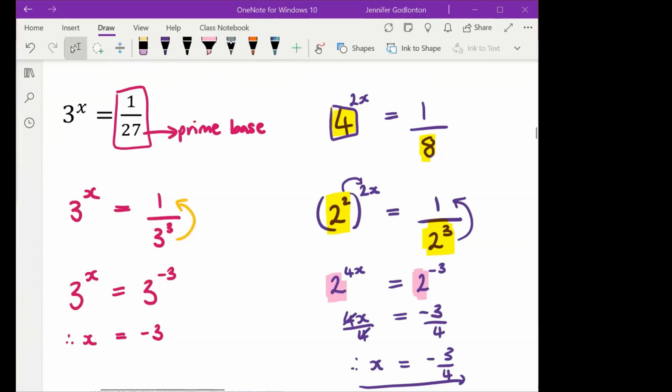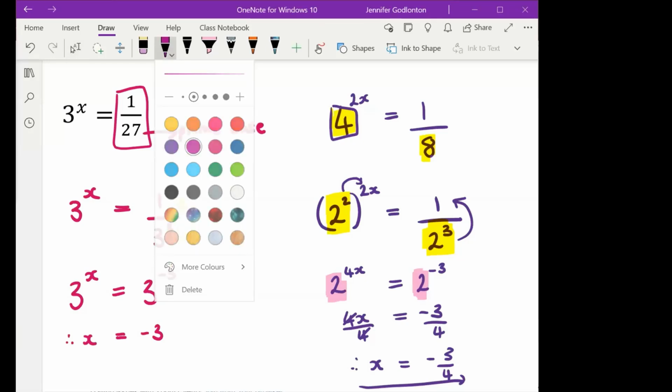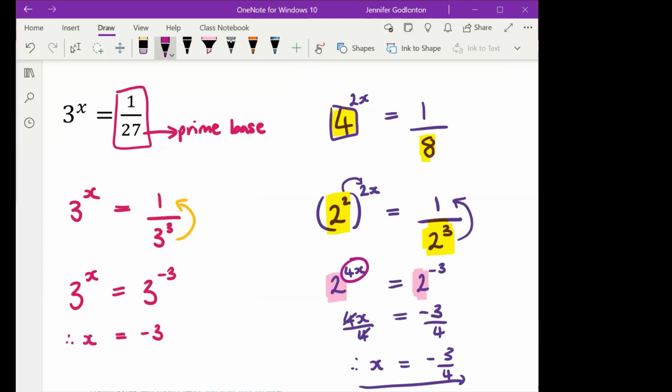Okay, does anyone have any questions about this? Georgia, how can I help? Hi. So, how did you get the 4? The 4. Hold on. Let me just get it. This dude over here. So when I changed this 4 into its prime base of 2 squared, this square is then multiplied with that 2x over there, because when I have a power to a power, we multiply them. And so that's 2 times 2x, which gave me 4x.